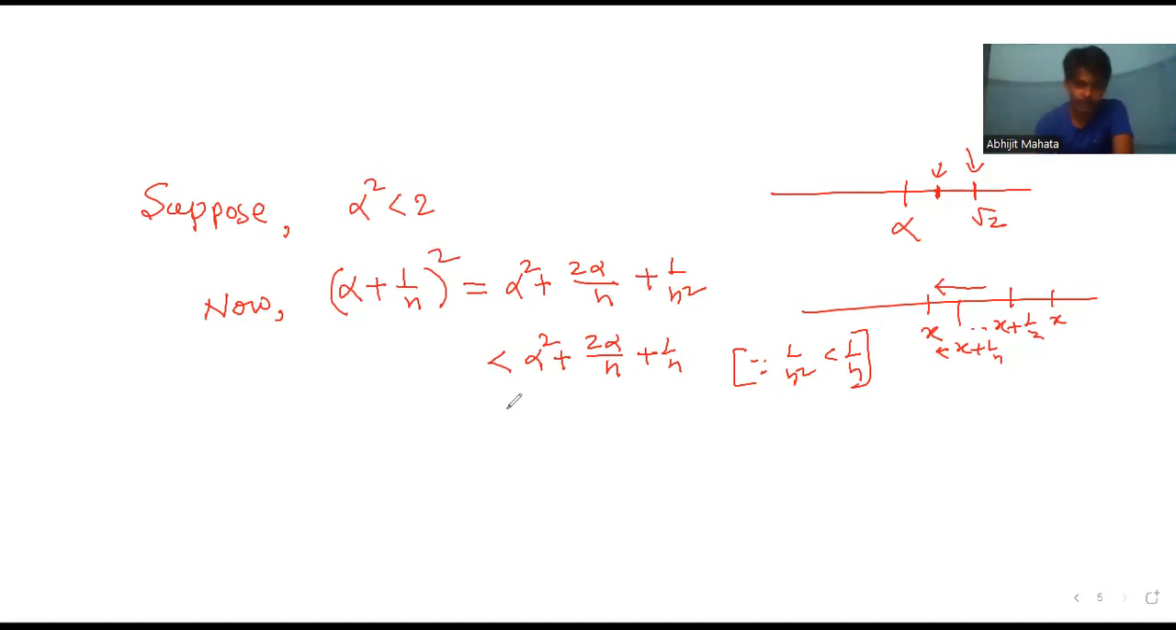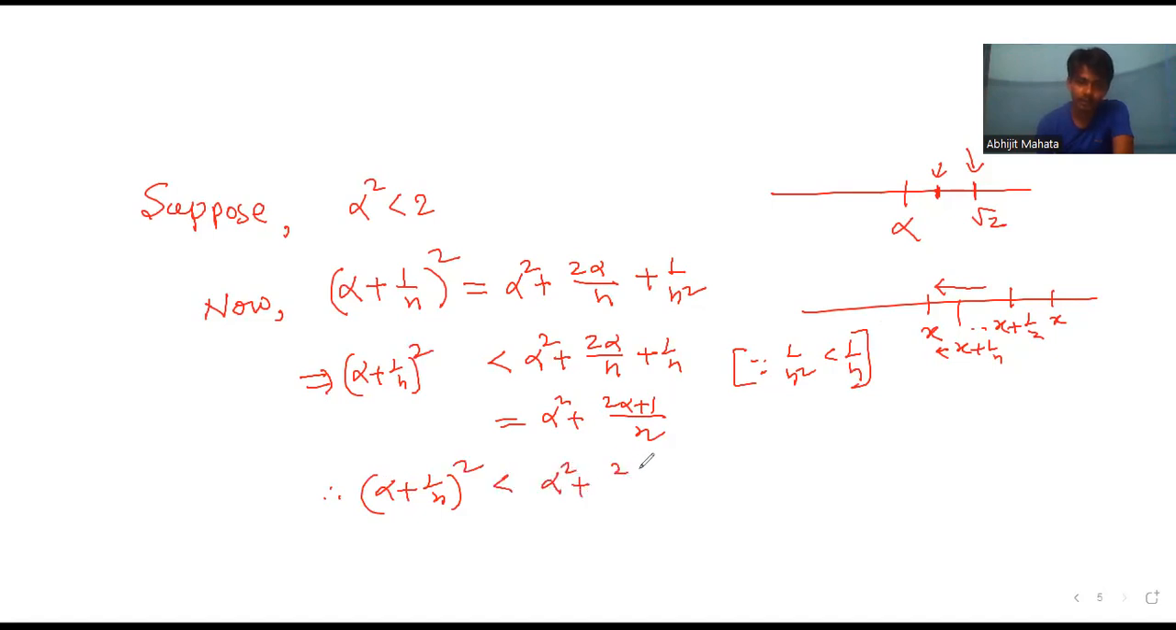So now see, we are getting that alpha plus 1 by n, that whole square, is less than this. So now see, this is basically alpha square plus 2 alpha plus 1 divided by n. So we are getting that alpha plus 1 by n, this whole square is less than alpha square plus 2 alpha plus 1 divided by n. See, here one thing, we have this inequality, and this is true for all natural numbers, all n belongs to N, right?